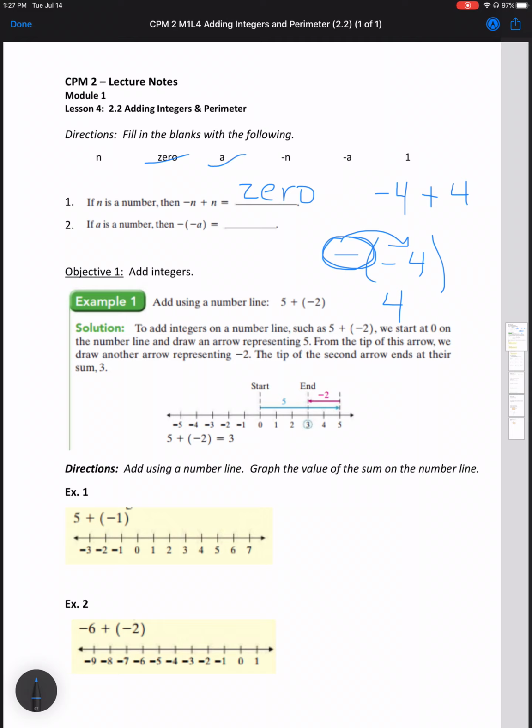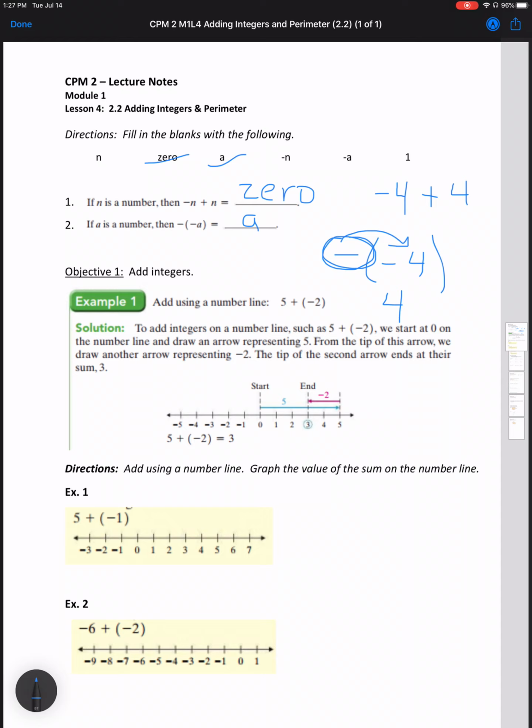Okay, objective number 1, we're going to talk about adding integers. And at first they want us to use a number line to graph the value of the sum. So whenever we graph this on the number line, we're going to start at 0. And for example 1, they want us to take 5 and add a negative 1. So if we start at 0, I want you to find 5. So if I start at 0 and I go to 5, that's going to be right here.